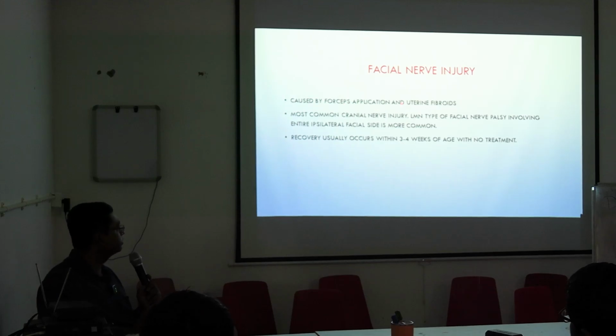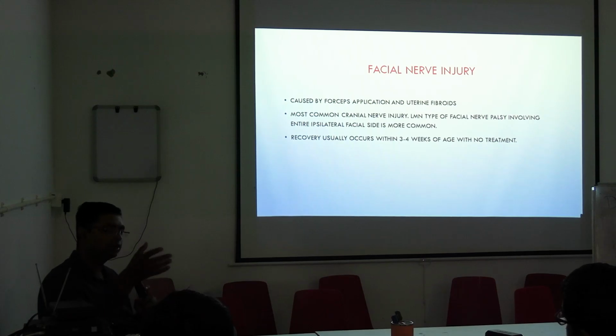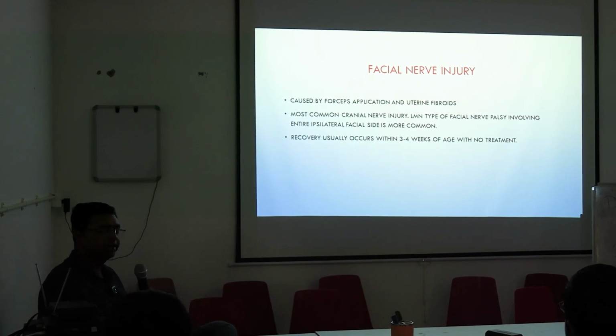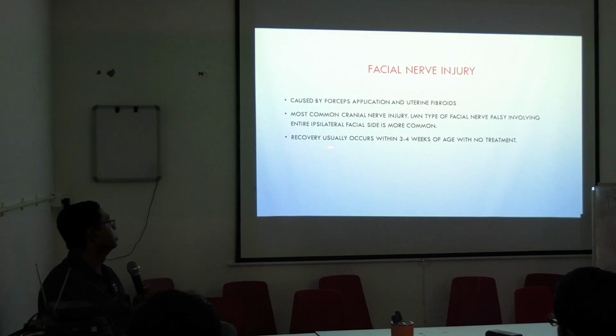It is caused by forceps application and uterine fibroids. Uterine fibroids mean intramural or submucosal fibroid can compress the facial nerve in utero. That can cause facial nerve injury. Most common cranial nerve injury, peripheral type of facial nerve palsy involving the ipsilateral facial side is more common. Lower motor neuron, upper motor neuron জানিস আশা করি। Recovery usually occurs within 3 to 4 weeks of age with no treatment.